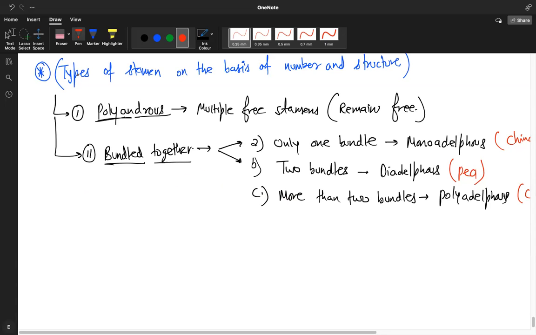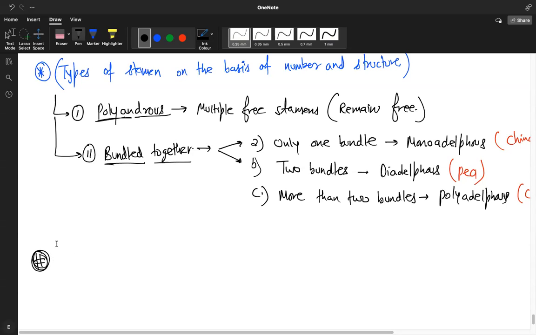Clear? Yes, sir. Okay, so now let's go to Gynoecium. Yes, Iram. Salvia, this is an example? Salvia is not polyadelphous or diadelphous. Where is it written? In the Androecium in the NCERT, at the end. Okay, salvia and mustard.